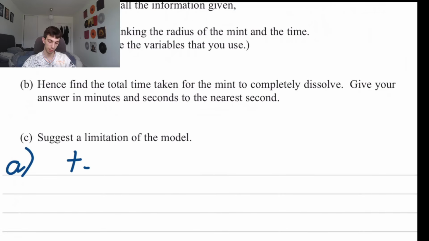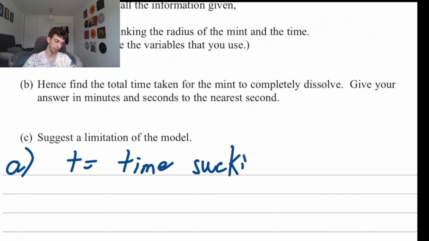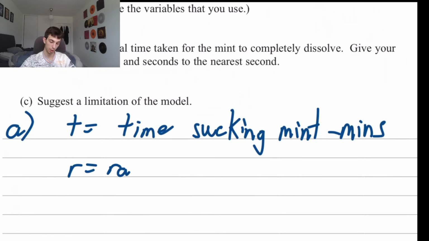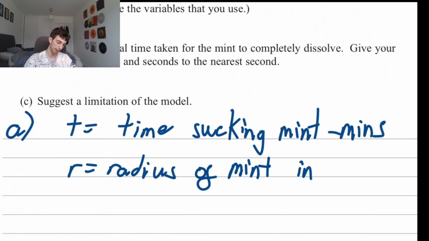So let's say the time equals, in minutes, time sucking mint. This is going to be in minutes. Why is it in minutes? Because they give us the information in minutes. I'm going to say r equals radius of mint, and they give it to us in millimeters. So we're going to say radius of mint in millimeters.